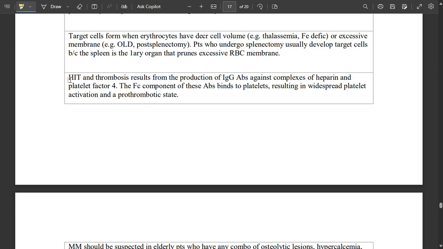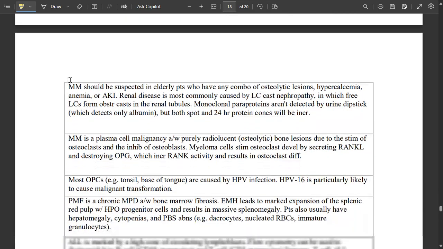So HIT results in thrombocytopenia because platelet factor 4 is bound to heparin, and it is an immune mediated mechanism, but type 1 is a non-immune mechanism. Okay, that was a very important point.